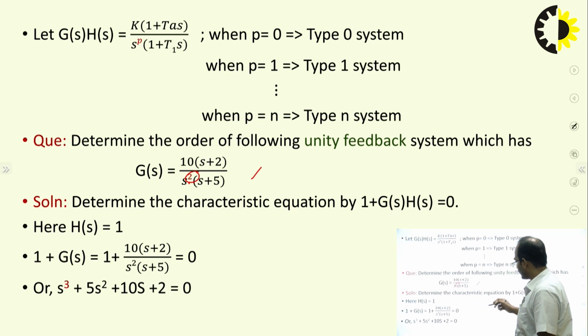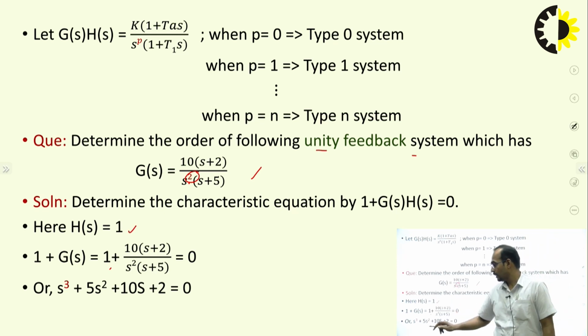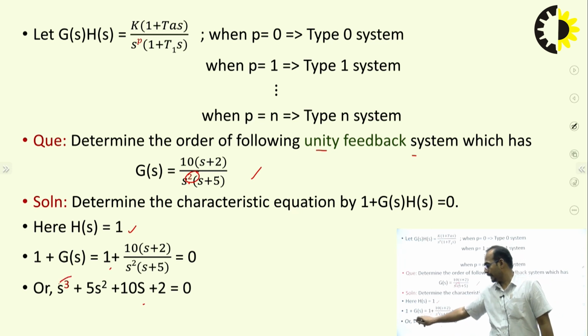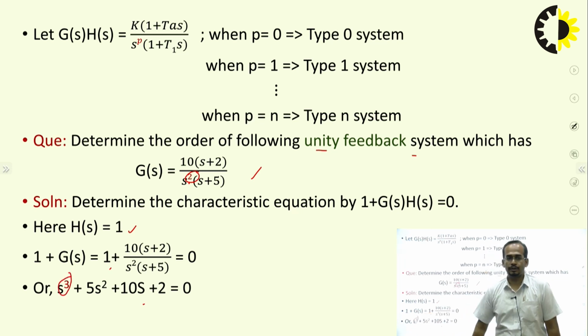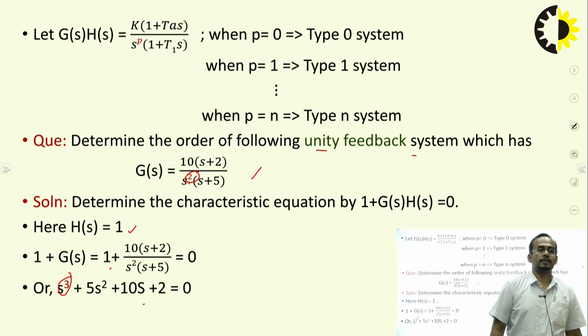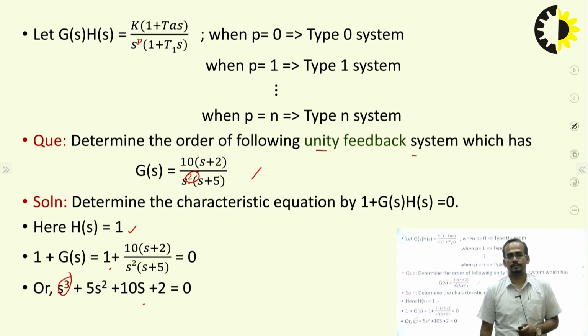For identifying the order of the system, we have to write the characteristic equation 1 plus G(s)H(s). It is already given that this is a unity feedback system, so H(s) is equal to 1. So 1 plus G(s)H(s) is equal to this. The highest power of s, which is s to the power 3, will give the information about the order of the system. So, this is a type 2, order 3 system.